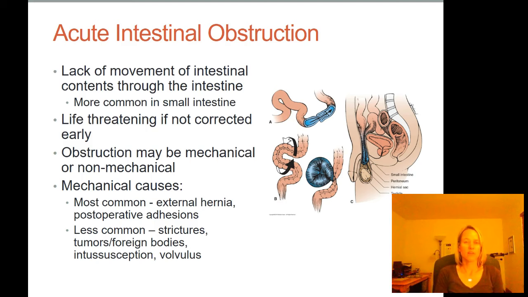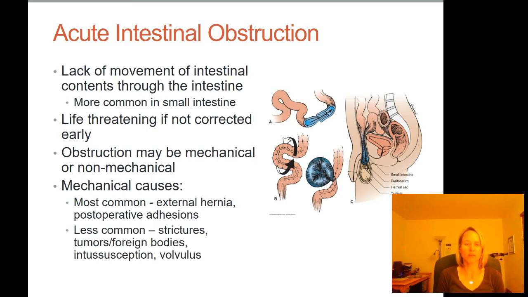Let's talk about acute intestinal obstruction. This is where we have a lack of movement of the intestinal contents through the intestine. This is more common and more severe in the small intestine than in the large intestine. So it's usually the small intestine, and this can be life-threatening if it's not corrected early. Now, this obstruction may be physical or mechanical, or it can be non-mechanical.